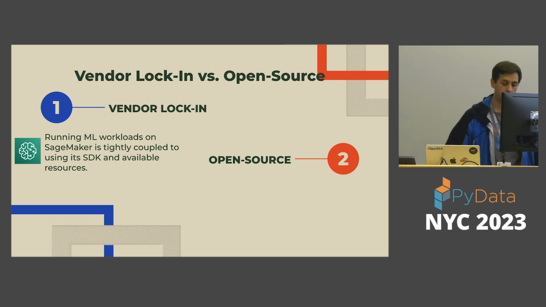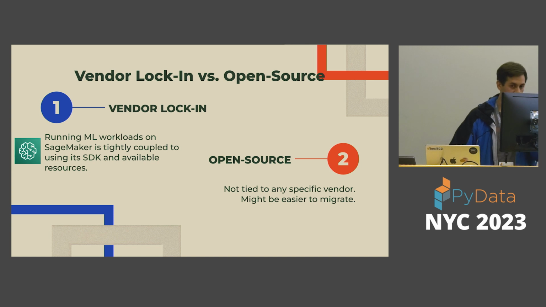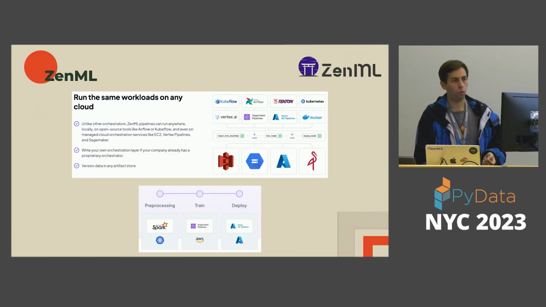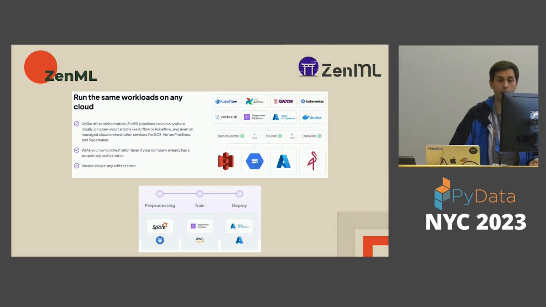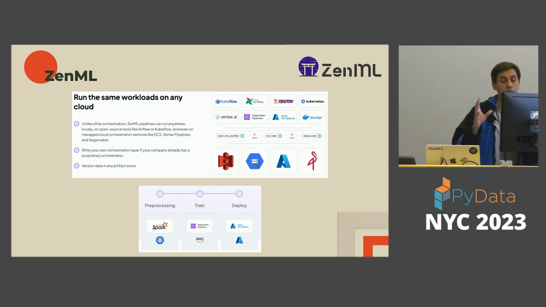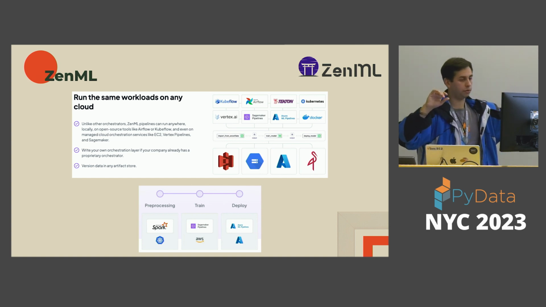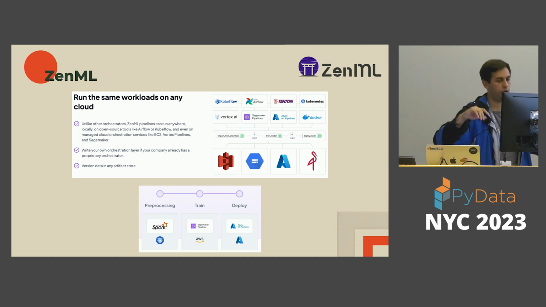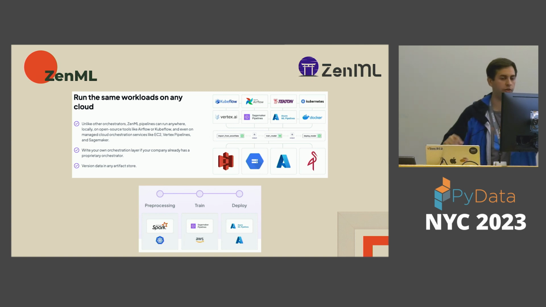As I mentioned, running ML workflows on SageMaker is tightly coupled to using its SDK and available resources. And as I said, open source tools are not tied to any specific vendors. So one of the cool tools that I've found lying around is SenML. I really recommend that you go check it out. It's a tool in which you can declare your pipelines and inference infrastructure in an abstract way, and then you can just run everything on the different clouds. Like for instance, in the pipeline that we see below, the pre-processing is getting executed in Kubernetes using Spark. Then the training is getting executed in SageMaker, and then we can finally deploy it to Azure.